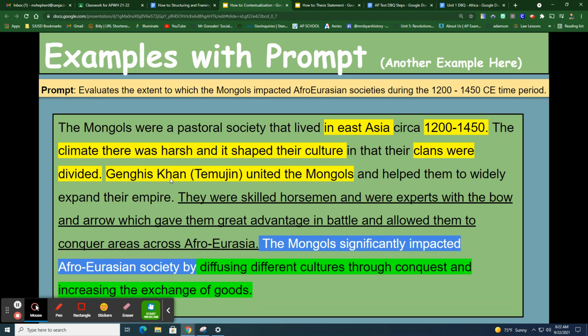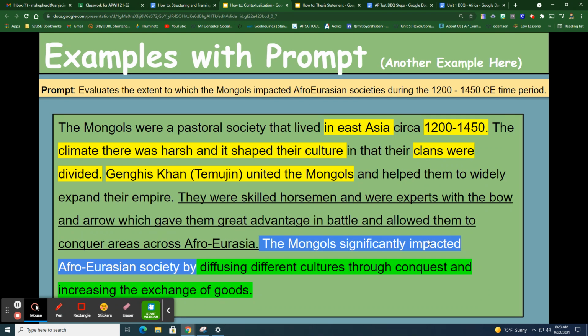And now here comes her sentence connector right here. This is the underlined part of the assignment. They were skilled horsemen and were experts with the bow and arrow, which gave them great advantage in battle and allowed them to conquer areas across Eurasia. Oh, so it's talking about them conquering and impacting their societies. That's how it relates. Awesome.